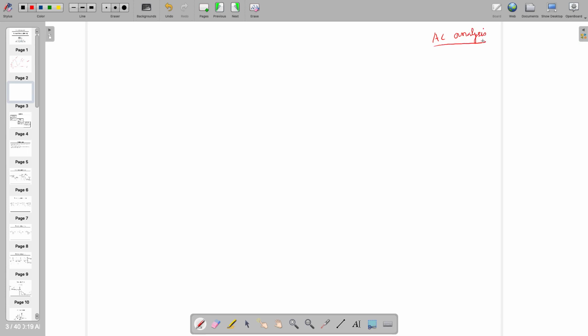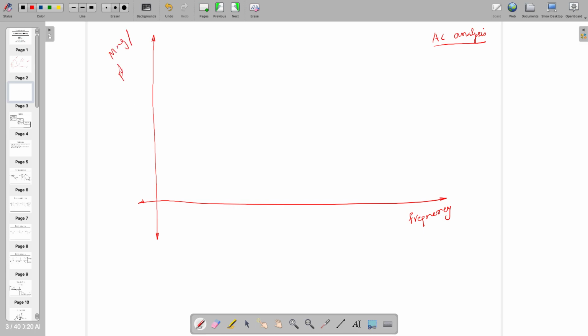AC analysis is the one where frequency will be on the x-axis, or the frequency will be varying. I want to see the frequency response in AC analysis. It might be magnitude or it might be phase, which is commonly known as Bode plot. If you wish to do this, then generally we are interested in the transfer function, right?